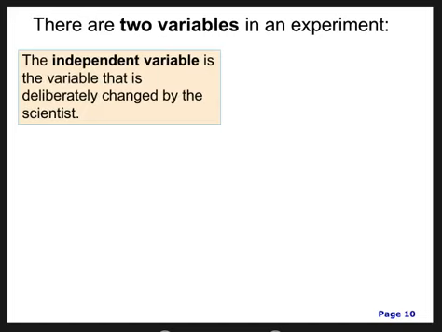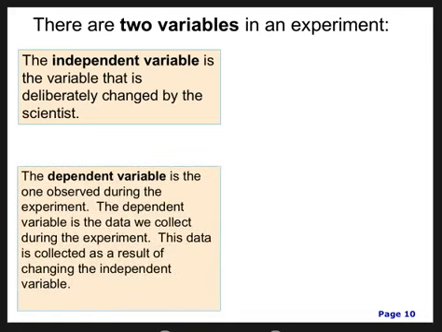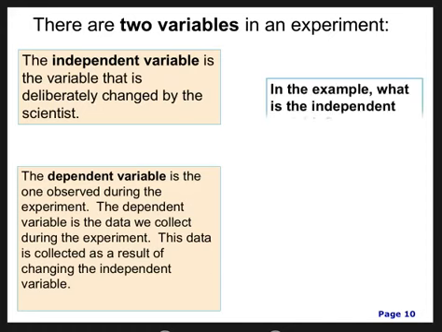Okay. There are two variables in an experiment. We talk about an independent variable. That is the thing that got changed by the scientist. And there's a dependent variable. That is the thing that we measure. That is the thing that we collect data on. If we're doing a quantitative experiment, then we're going to measure and collect that number. If we're doing a qualitative experiment, then we're going to observe and record that qualitative data. Both are perfectly acceptable. So I want you to think back to our example.